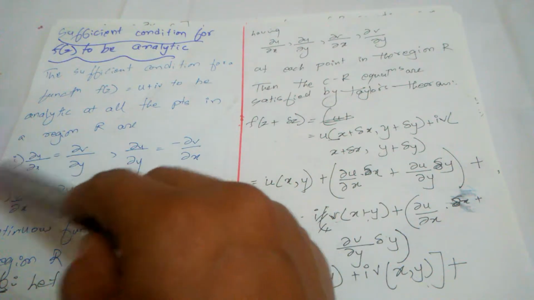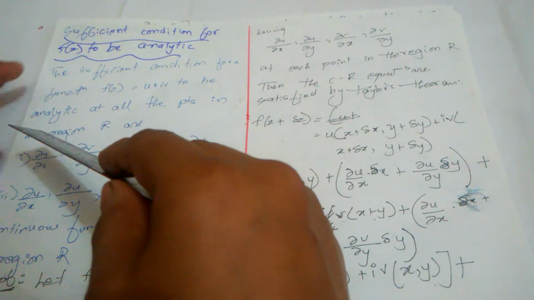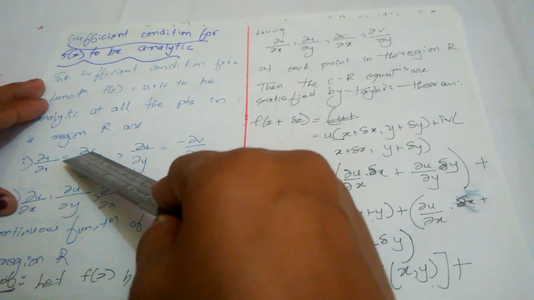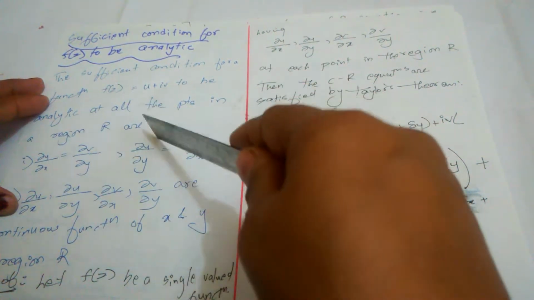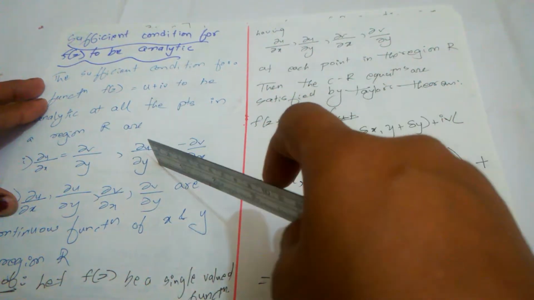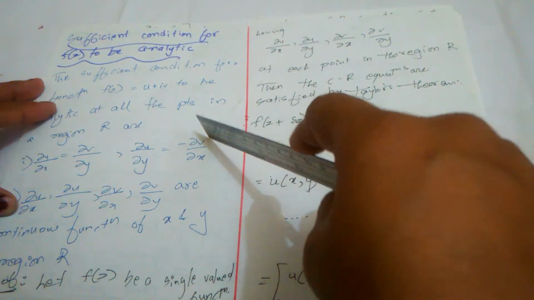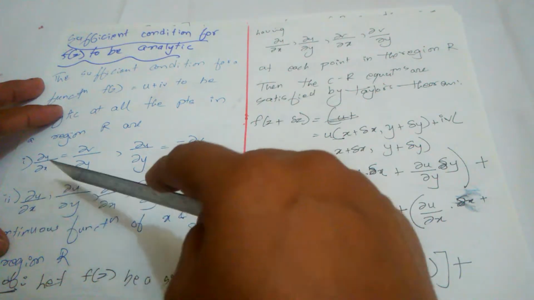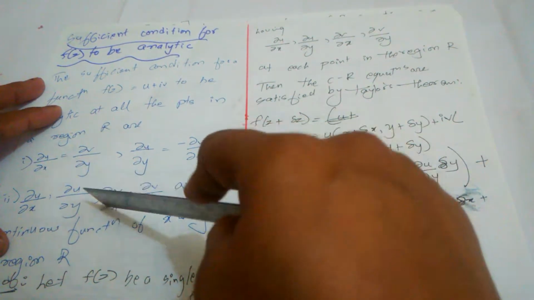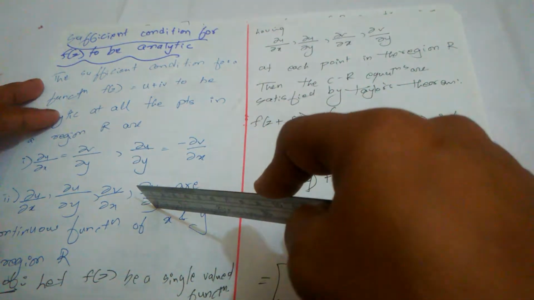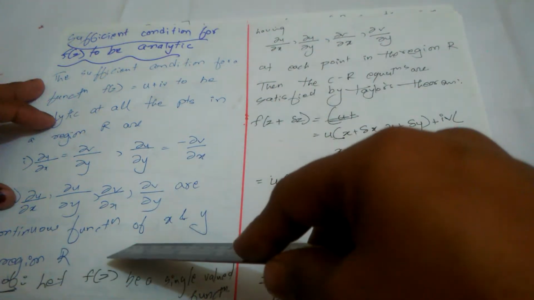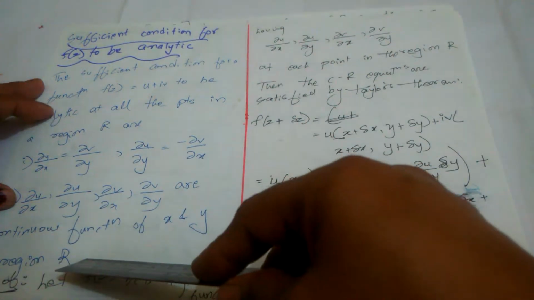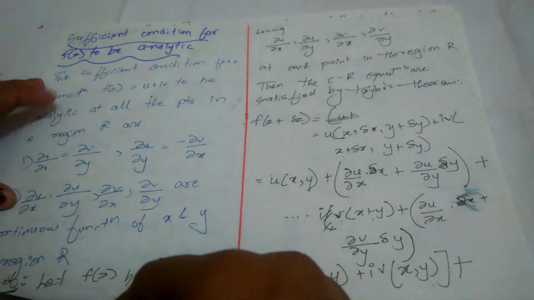So we are having two conditions. One is ∂u/∂x equals ∂v/∂y, and ∂u/∂y equals minus ∂v/∂x. Second condition, ∂u/∂x, ∂u/∂y, ∂v/∂x, ∂v/∂y are continuous functions of x and y in a region R. So let us start our proof.